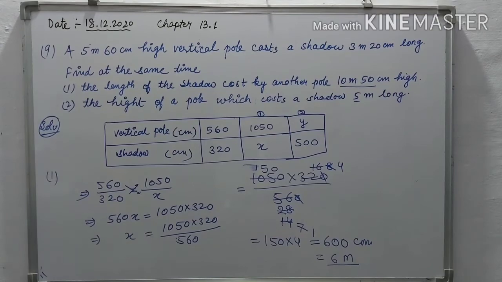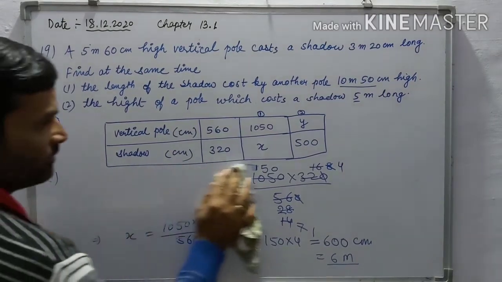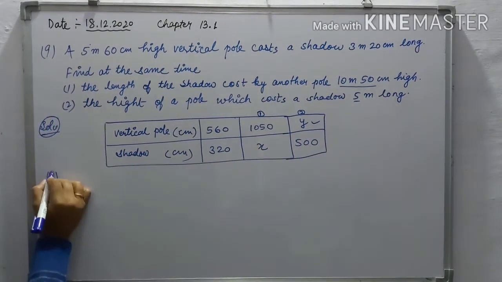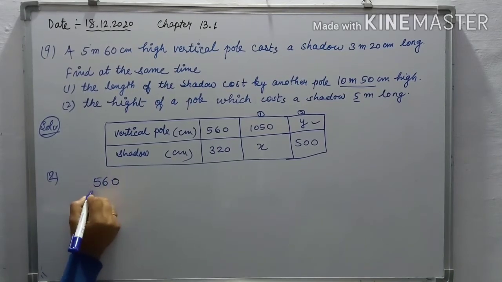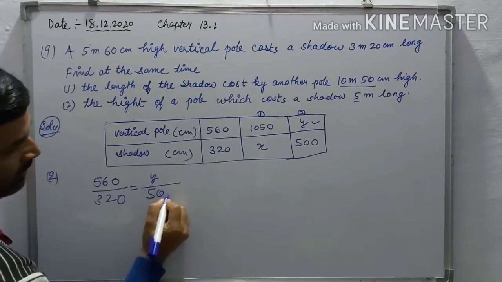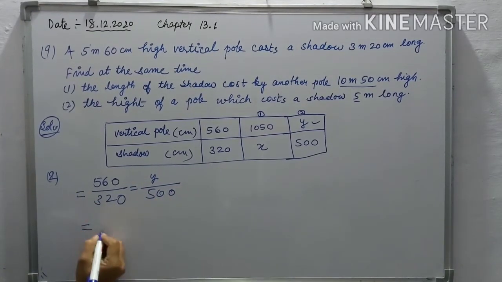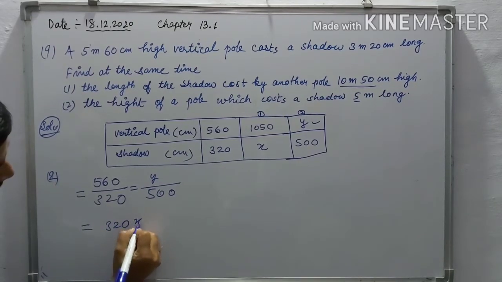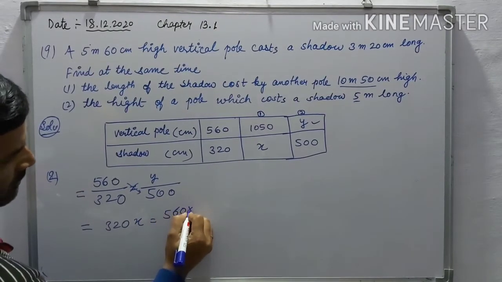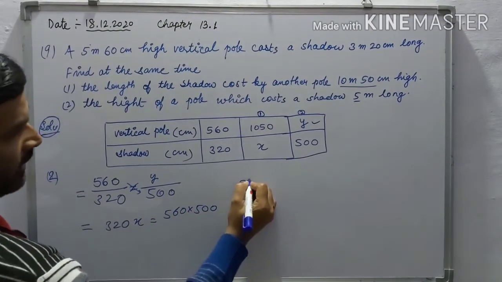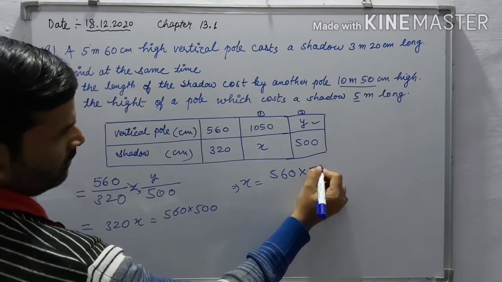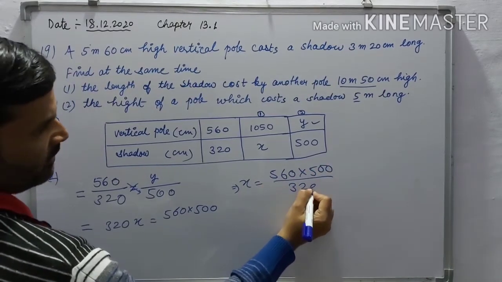Okay, this is the first question, and now the second question will be solved, where we find the value of y. Again the second is 560 upon 320 is equal to y upon 500. After cross multiplication, 320y is equal to 560 into 500. Okay, now y is equal to 560 into 500 upon 320.